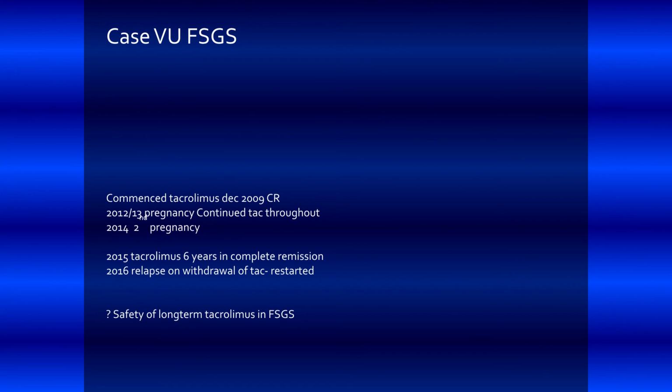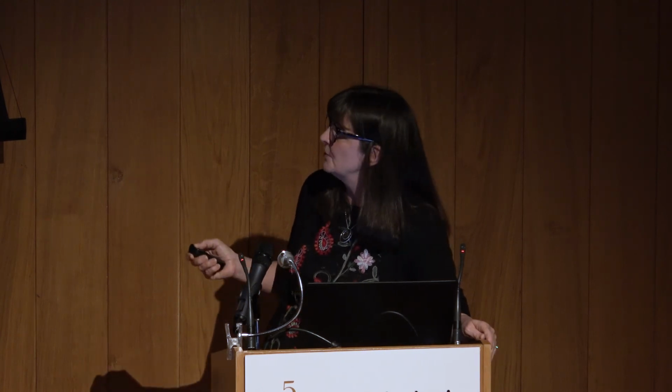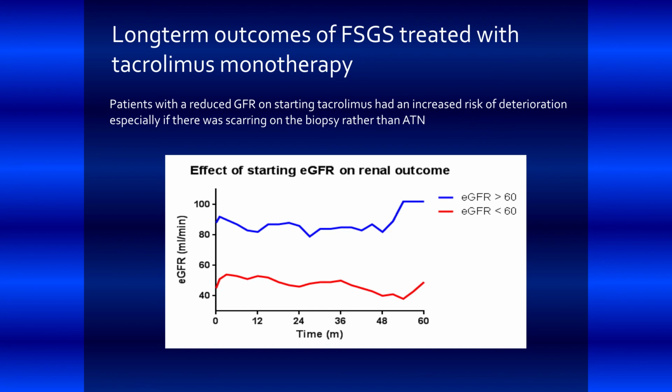So what about the safety then of tacrolimus in long-term FSGS? So this was a study from Tom Connor, who's now a consultant here, I think, isn't he? Yeah. So this was looking at 30 patients with primary FSGS who'd been on tacrolimus for at least 12 months, some for much longer than that. 19 of the 30 patients had a stable GFR and were fine with this, but you can see that about a third, 11 of the 30, showed a significant reduction from starting GFR. And the best predictor of that is your starting GFR.